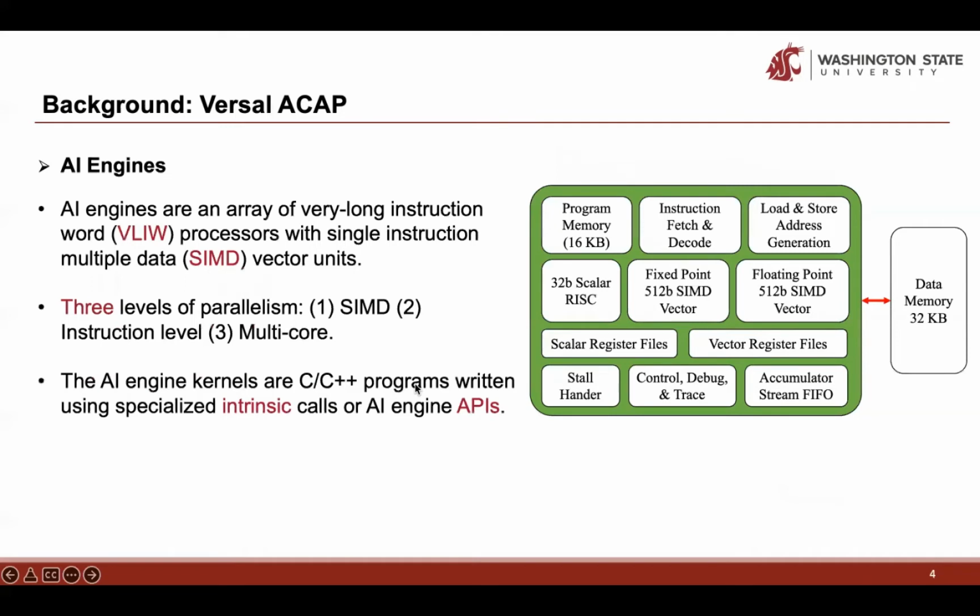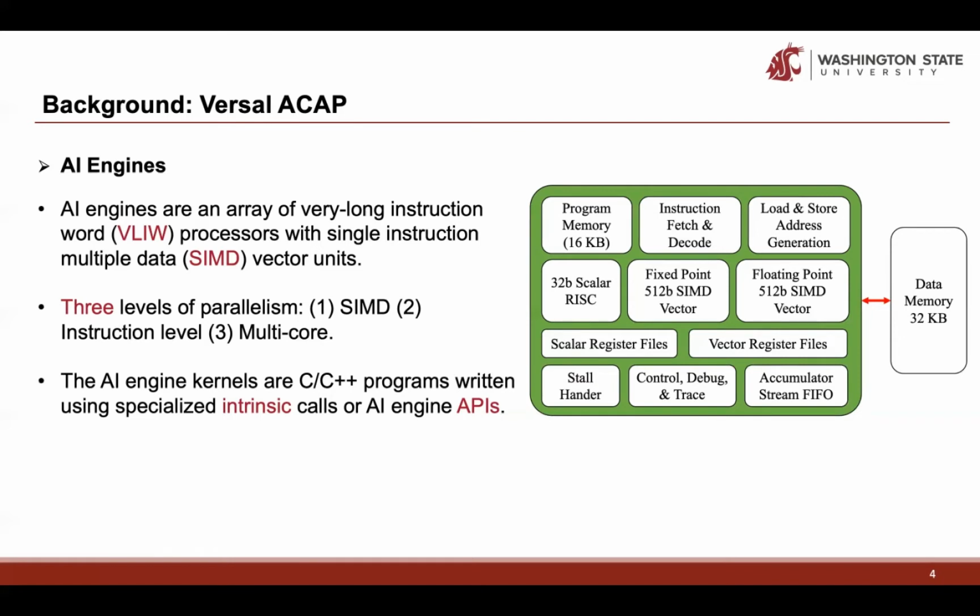Then I will talk about the AI engine. The Xilinx AI engine is an array of very long instruction word processors with single instruction, multiple data vector processors. An engine provides three levels of parallelism. The first one is SIMD: vector registers allow multiple elements to be computed in parallel. Next one is instruction level: the VLIW architecture allows multiple instructions to be executed in a single clock cycle. The last one is multi-core: in the engine array, up to 400 AI engines can be executed in parallel.